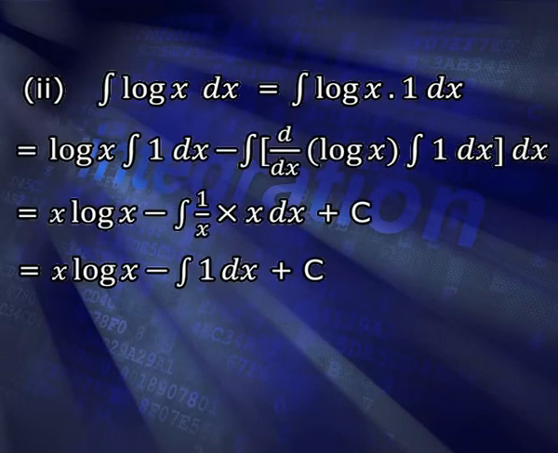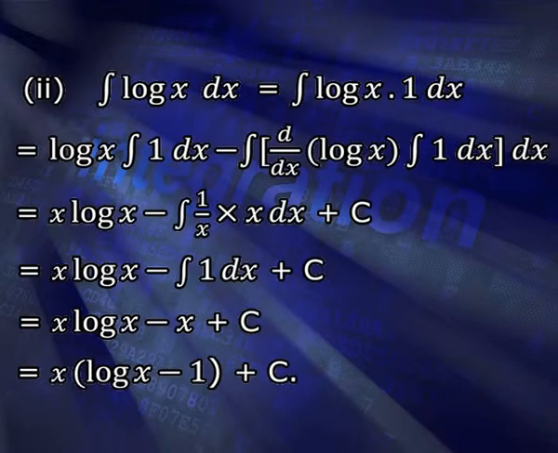Let's see the next one, the second one's integration of log x dx. So this is equal to log of x times 1 dx. That is equal to log of x integration of 1 dx minus integration of, in bracket, d by dx of log of x times integration of 1 dx, times dx.